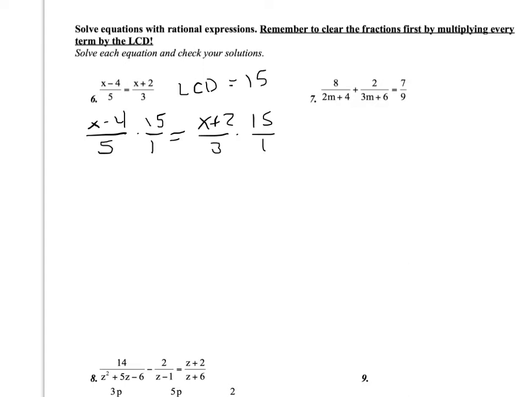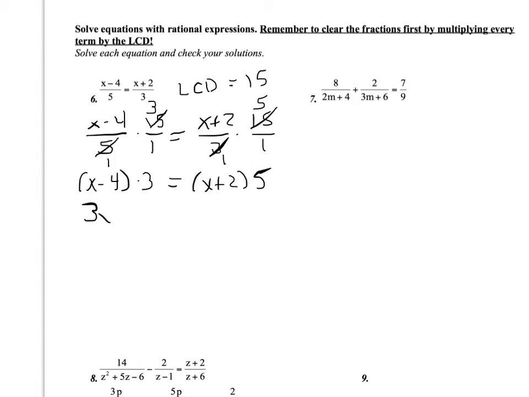Now, if I've chosen the LCD correctly, what will happen is my denominator will cancel with part of the LCD. It will divide into it evenly. So 5 goes into 5 once, goes into 15 3 times. That would mean on the left, I have x minus 4 times 3. On the right side, 3 goes into 3 once, goes into 15 5 times, and I will have x plus 2 times 5. Notice no fractions. My denominators both became 1, so I no longer have fractions.